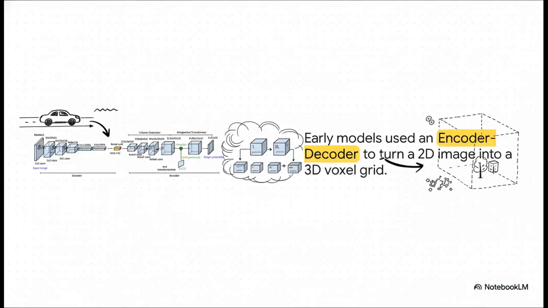You know, this whole journey really started with foundational ideas like the architecture you're seeing here. It's called an encoder-decoder. Basically, it takes a 2D image. The encoder part squishes it down into this compact code, like the digital essence of the object, and then the decoder part rebuilds it, but this time as a 3D grid of voxels. This was a huge first step in teaching a machine to see in 3D from a flat image.